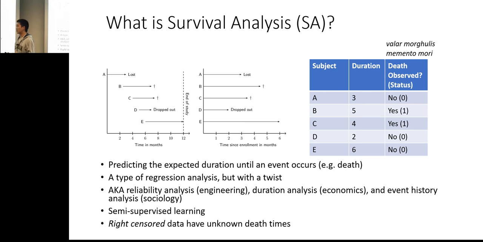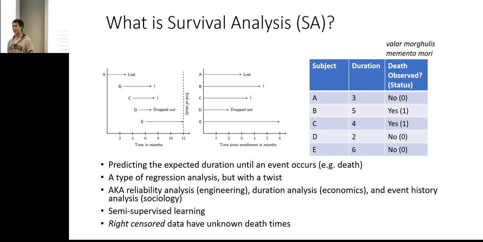Now, in medicine, this is called survival analysis. You can imagine there are other events in other fields like engineering where you try to find the time of a failure. In this case, it's called reliability analysis. In economics, it's called duration analysis. And in sociology, it's called event history analysis.